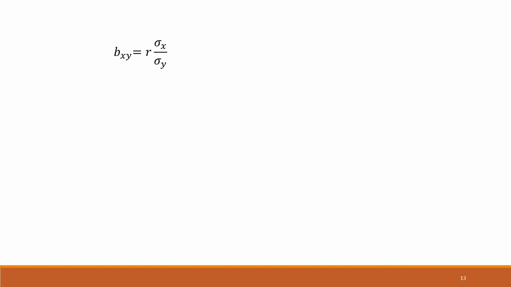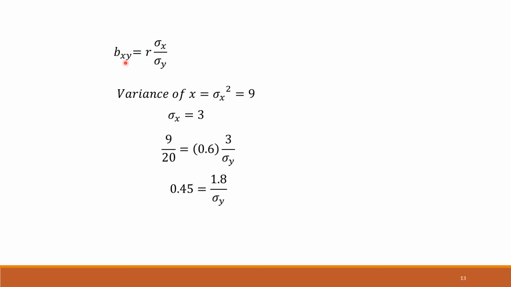Next, we have to calculate the standard deviation of y. We know that bxy is r into sigma x upon sigma y. We know sigma x square is equal to 9, given in the problem. Variance of x is denoted by sigma x square, which is equal to 9, so sigma x becomes 3. The r value we have got from the previous step is 0.6, sigma x is 3, and bxy we have also got.